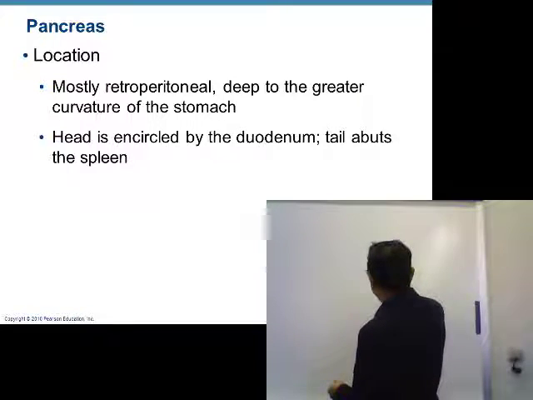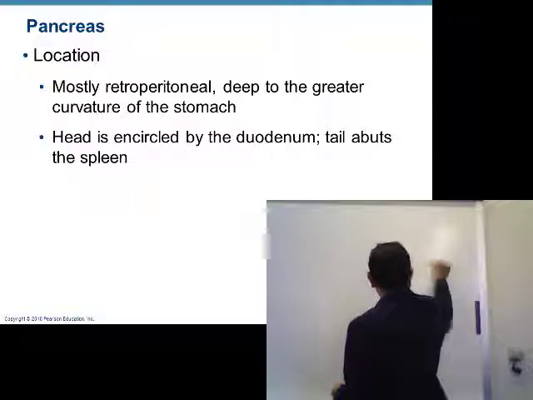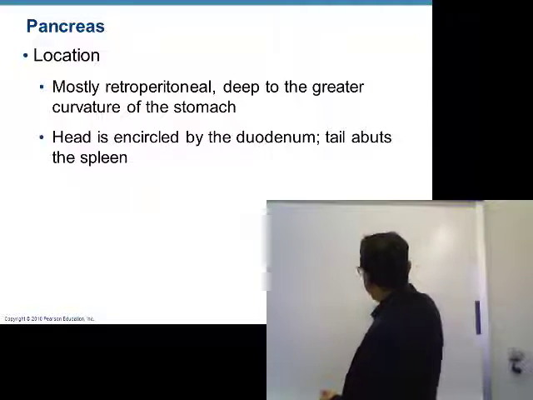First, let's see the shape of pancreas. It is like this. It has a head part. This is the head of pancreas. This is the body. And this is the tail. So, pancreas has three parts.